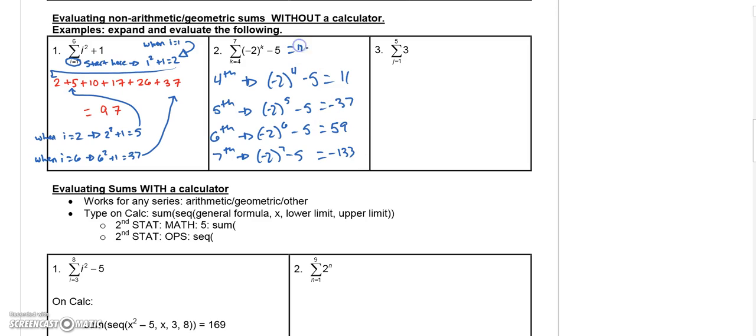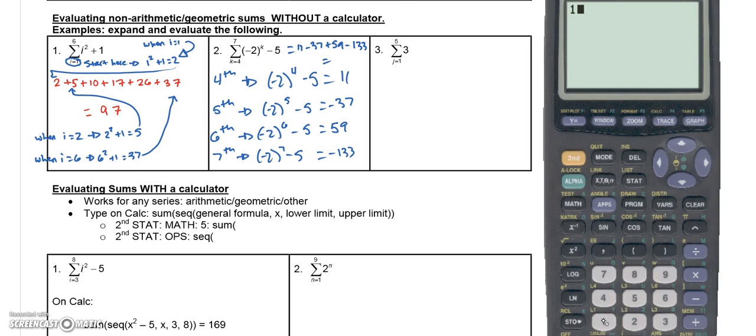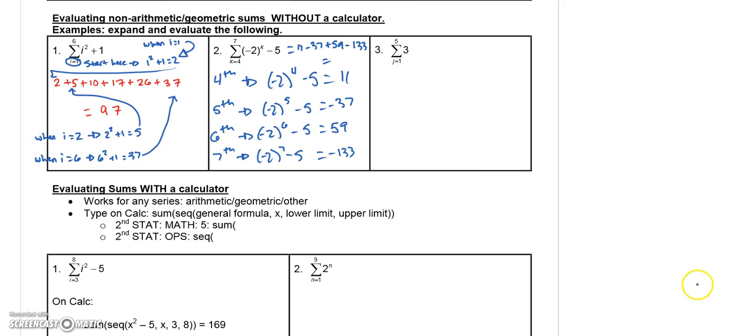So this sum is going to be all these added together. So 11 minus 37 plus 59 minus 133. And what does that give me? -100.